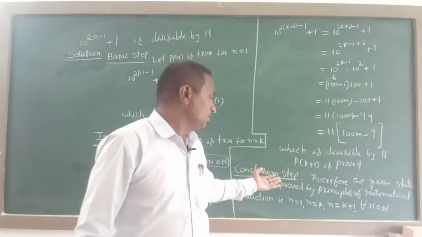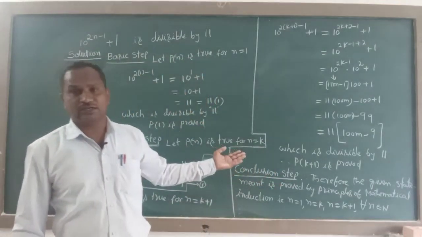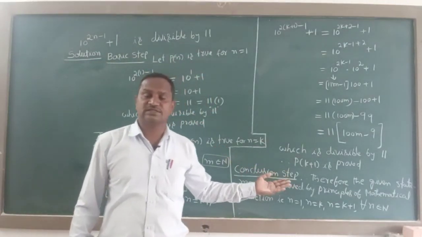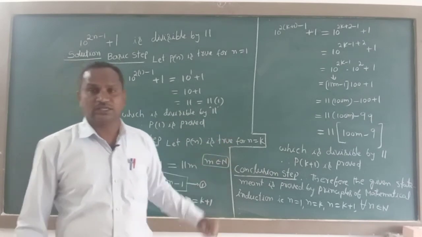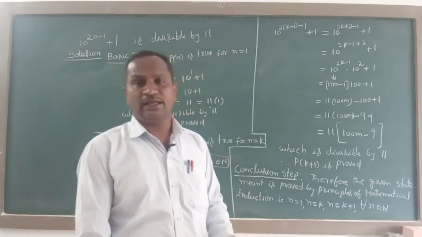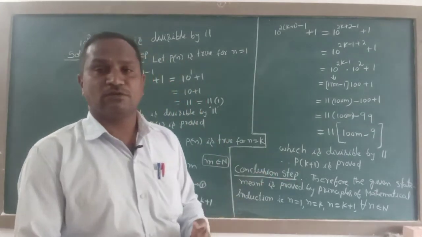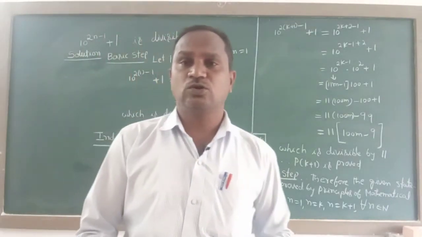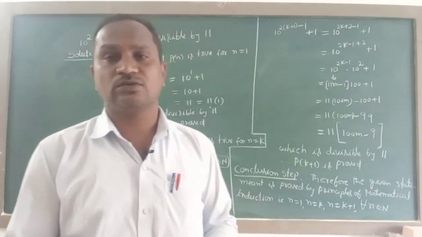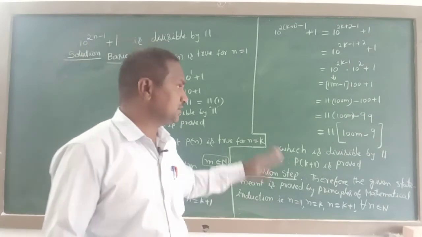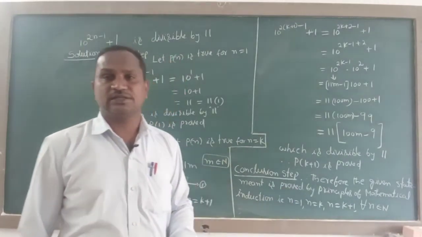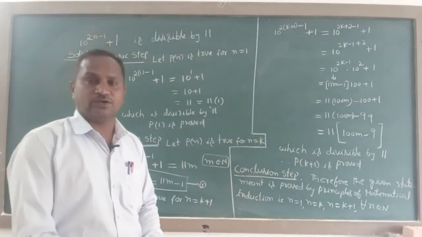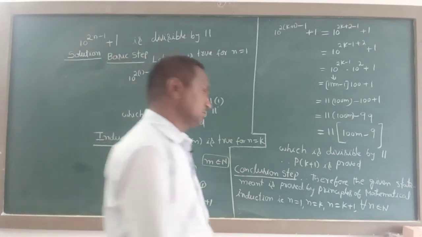And finally we concluded, we have written the concluding step. In the concluding step, it is: therefore the given statement P of n is proved by principles of mathematical induction, that is n is equal to 1, n is equal to k and n is equal to k plus 1. Like that we have given the solution for this question. Let us solve another question.